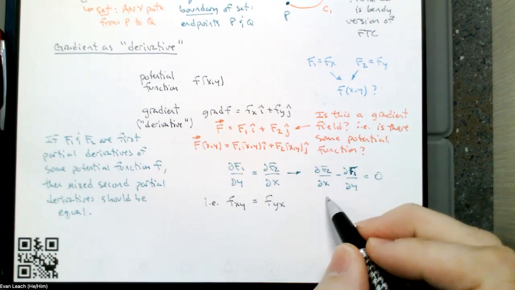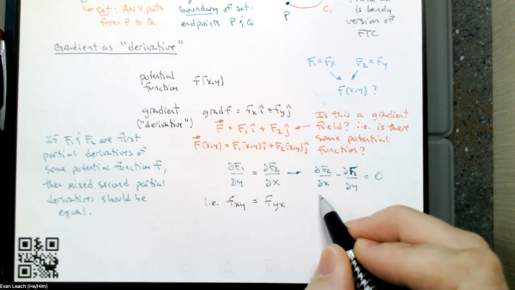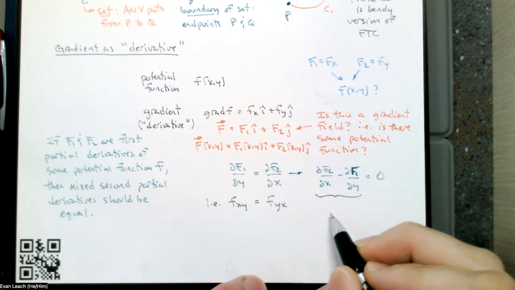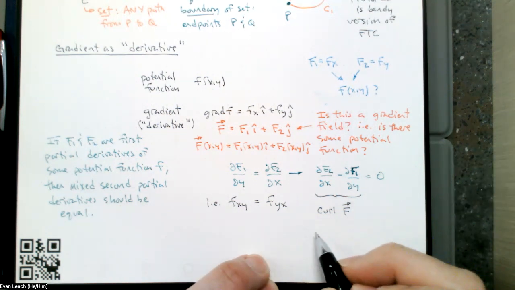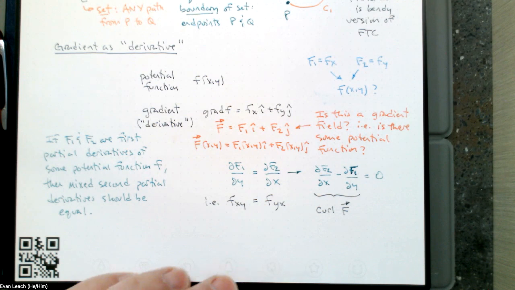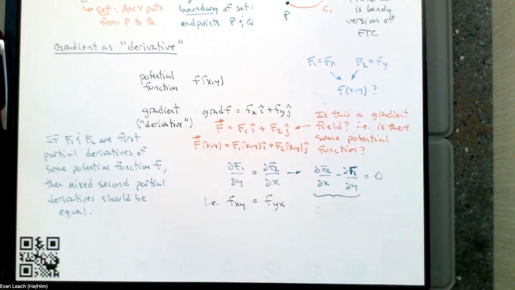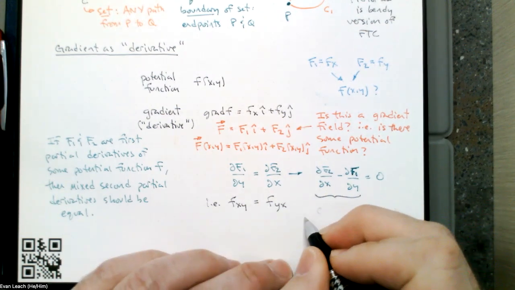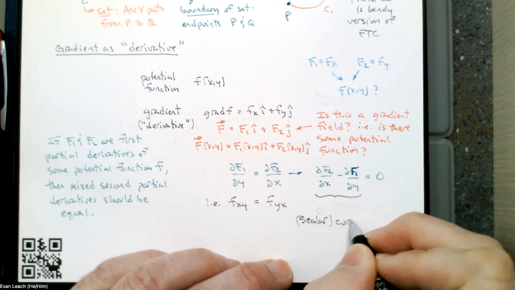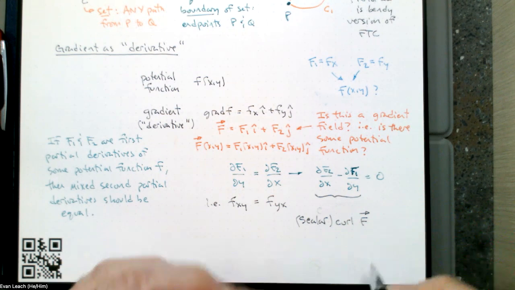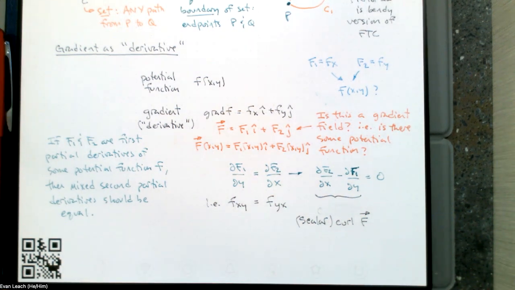So this expression here is the curl of the vector field, specifically the scalar curl. The scalar curl is the one that applies to vector fields in R2. There's also a vector curl, which will apply to vector fields in R3.